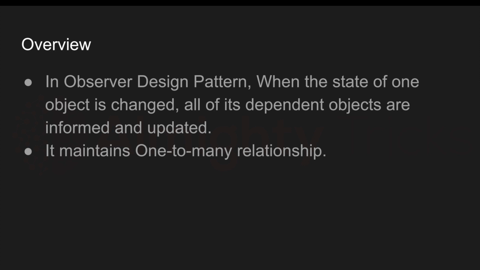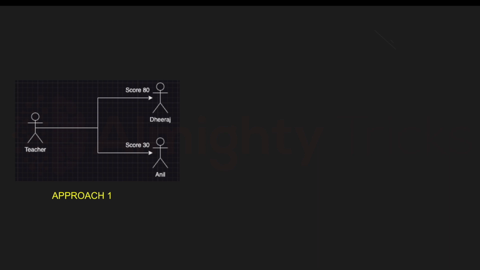Let's understand the first example. Say in a class, a teacher conducted a test and evaluated the score of each student. Now there are two ways to publish the score, right? The first approach is the teacher will call each student and update the score. Say the teacher calls Dheeraj and updates his score. The teacher calls Anil and updates his score. Say in the class there are 100 students, then the teacher will call 100 students and update each and every score for each student, which is not an optimal approach.